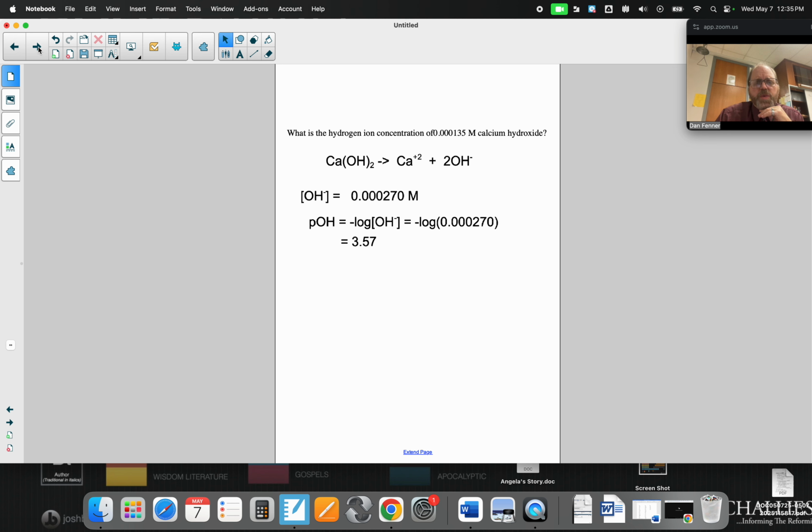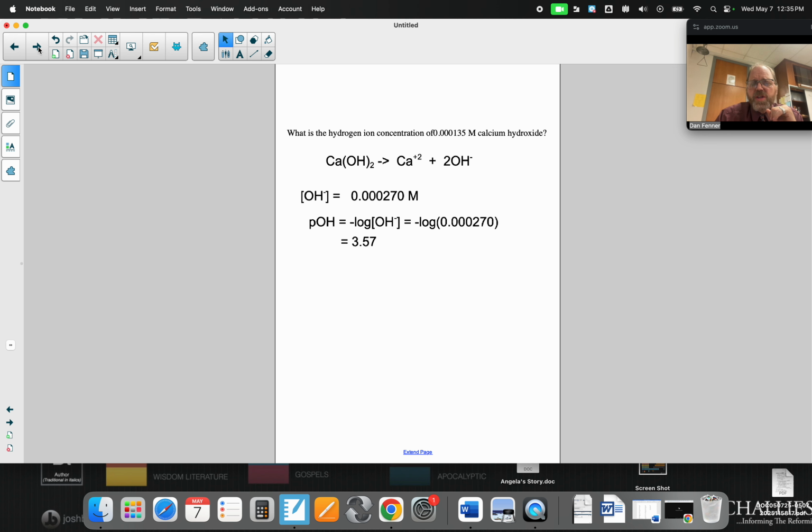All right, once we do that, we're looking for hydrogen ion, so next we have to find pH. Well, pH we said was 14 minus pOH, because pH plus pOH is equal to 14. So 14 minus 3.57, infinitely significant 14, as many zeros as we need. We get 10.43. Again, no units there for the pH.